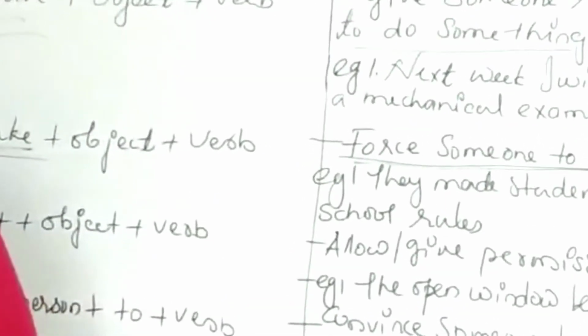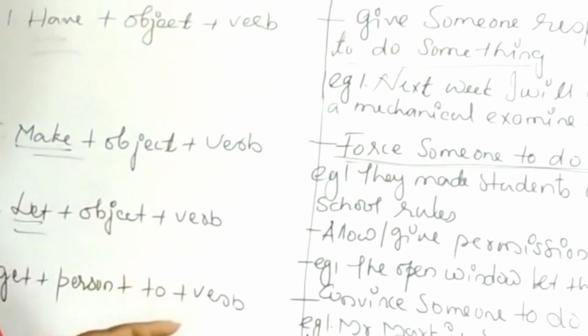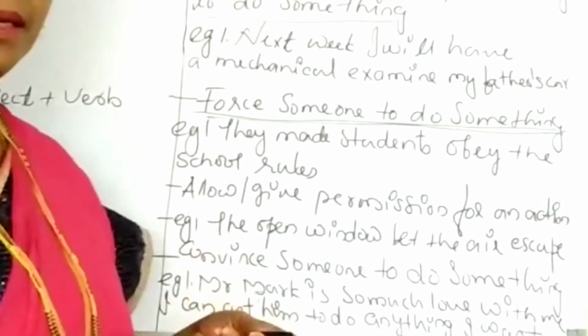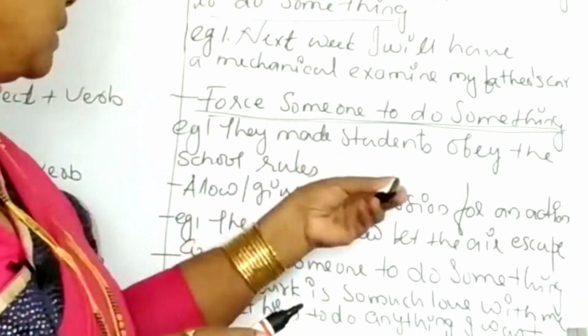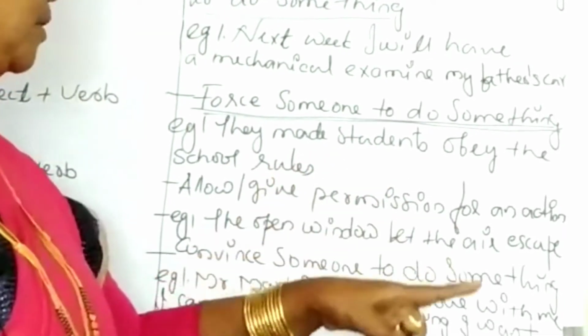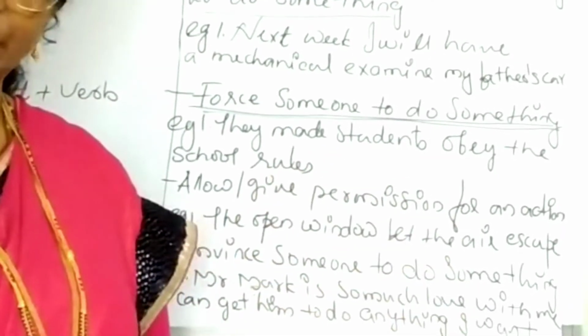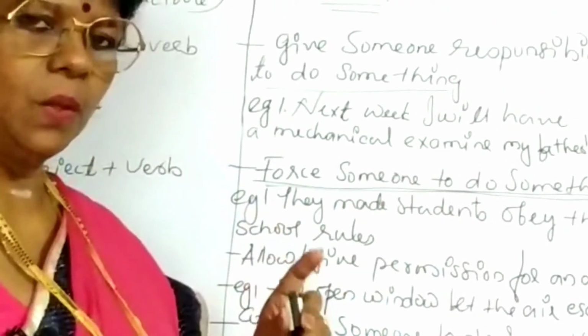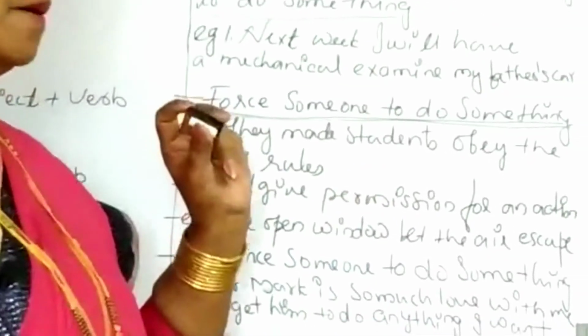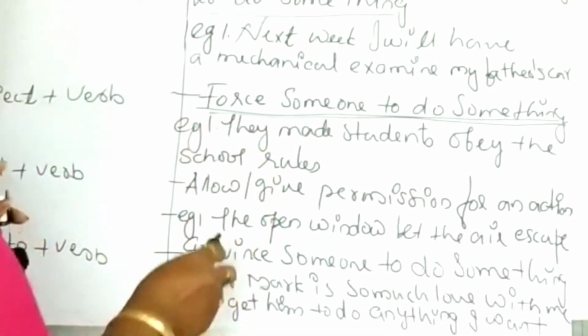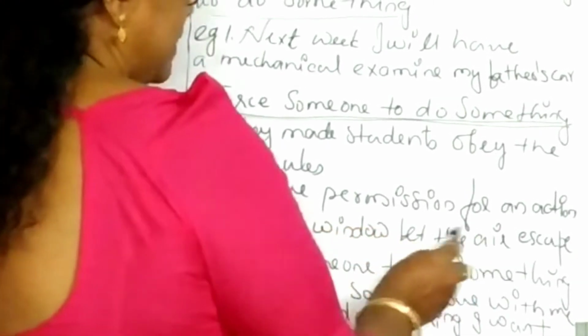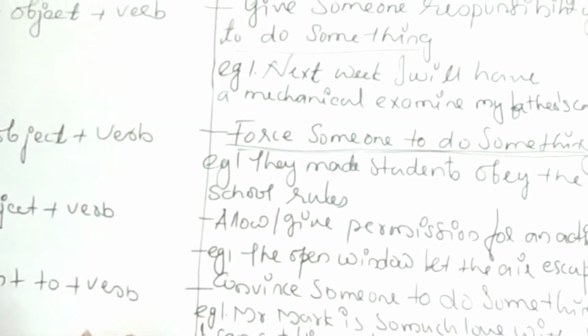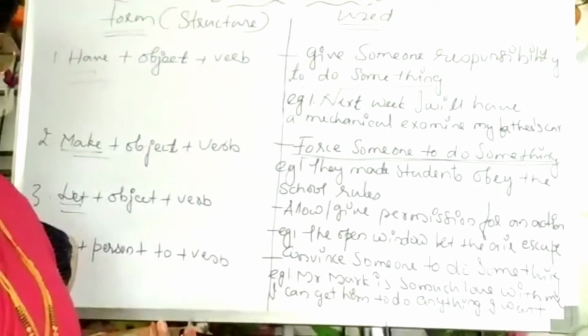The next one, let. Let plus object plus verb. Where all will we use let? To allow or give permission for an action. Let me do this. Let me go outside. Let me do that work. Okay, it's a kind of permission. Example: the open window let the air escape. Are you all following me?